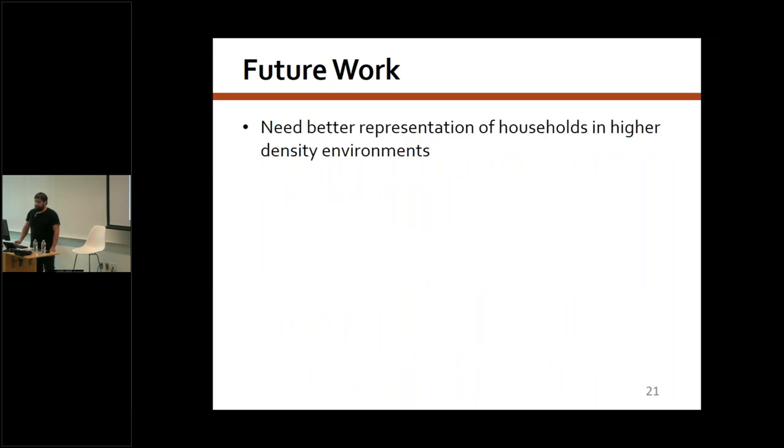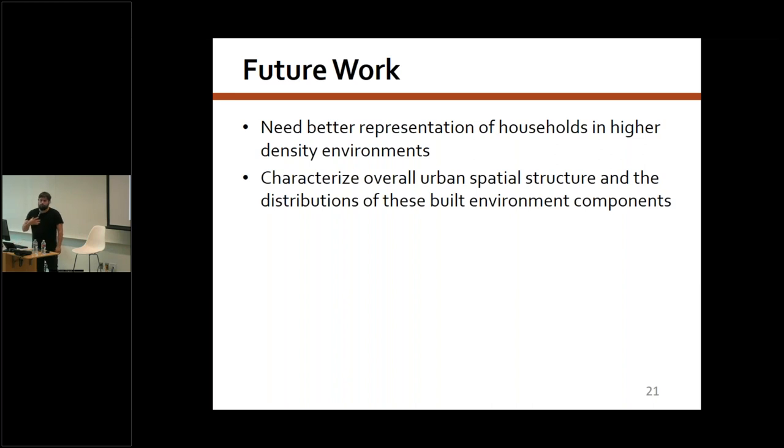For future work, we need a better representation of households in higher density environments, at least in the US. So we're thinking about the next child survey in the future, or how we can find other data sets that help us build better data, accounting for the limitations in the travel survey. We also want to capture this urban spatial structure, these gradients of density, or how walkable places differ within cities. So we have to incorporate that in our model.